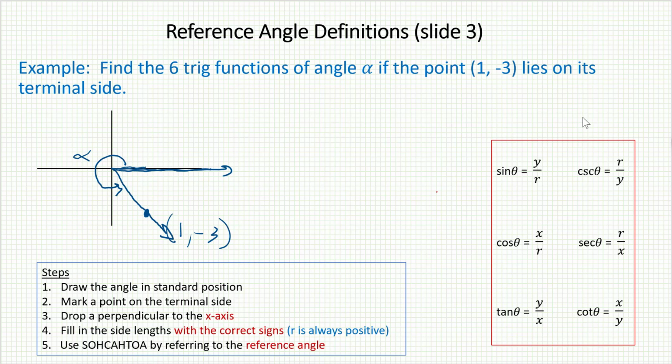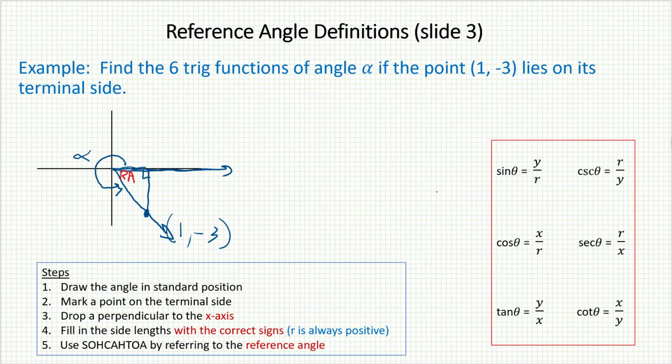I'm going to drop. Now, when you're below the x-axis, dropping actually means going upward. So I'm going to go up to the x-axis, forming that perpendicular. Forming my reference angle would be right here. Here's my little reference angle. And my reference triangle is that triangle.